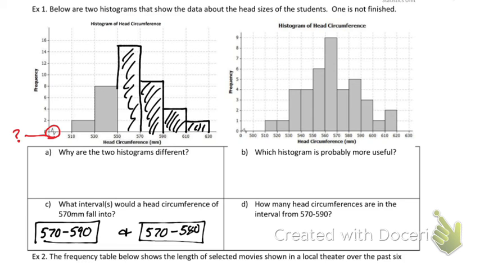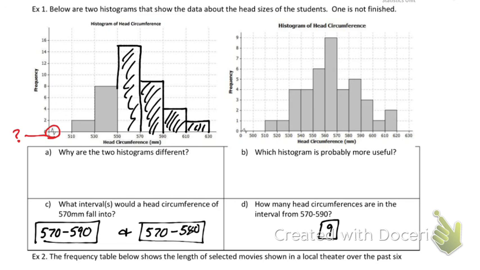How many head circumferences are there that measure 570 to 590? You know, that was a hard question. Yeah, 9. Don't overthink it. We wrote it down the other side. We have a chart that has it right here. There are 9 of them. All right, so that's the nuts and bolts of a histogram.